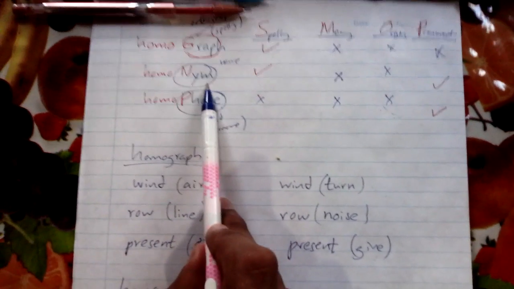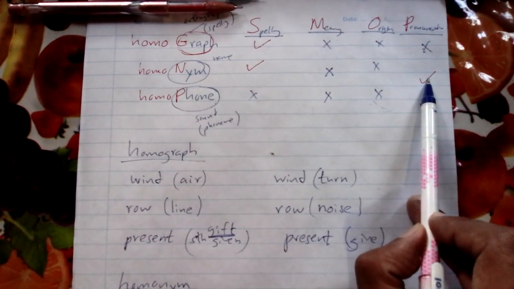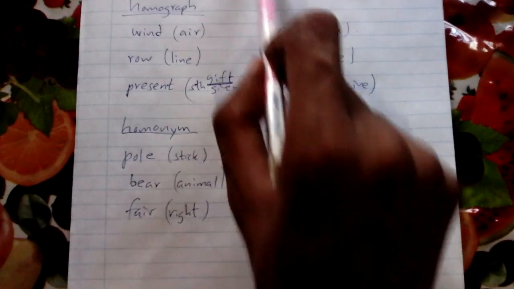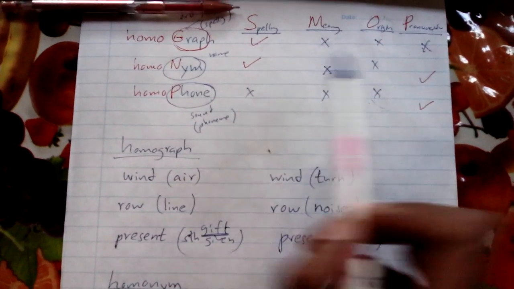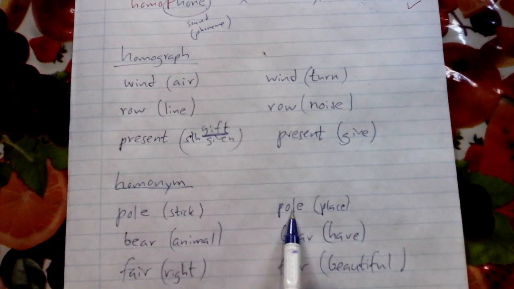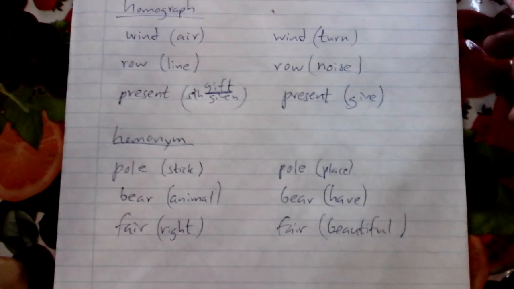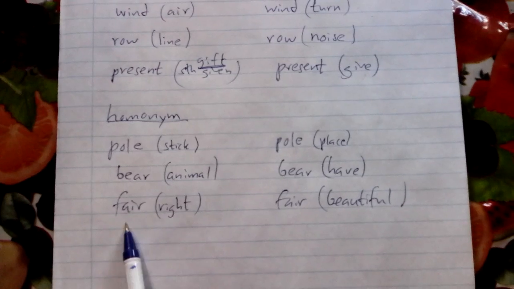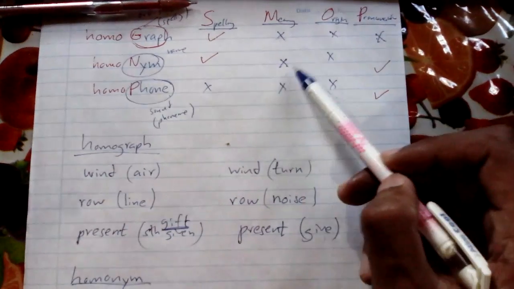So homonym. Here let's do homonym: a homonym is a word that is spelt and pronounced the same but with differences in meaning and origin. So the spelling and the pronunciation are alike. Here, Pole, bear, fair: pronunciation ticked, and spelling ticked, Pole Pole, Bear Bear, Fair Fair. So spelling ticked, and meaning and origin crossed.